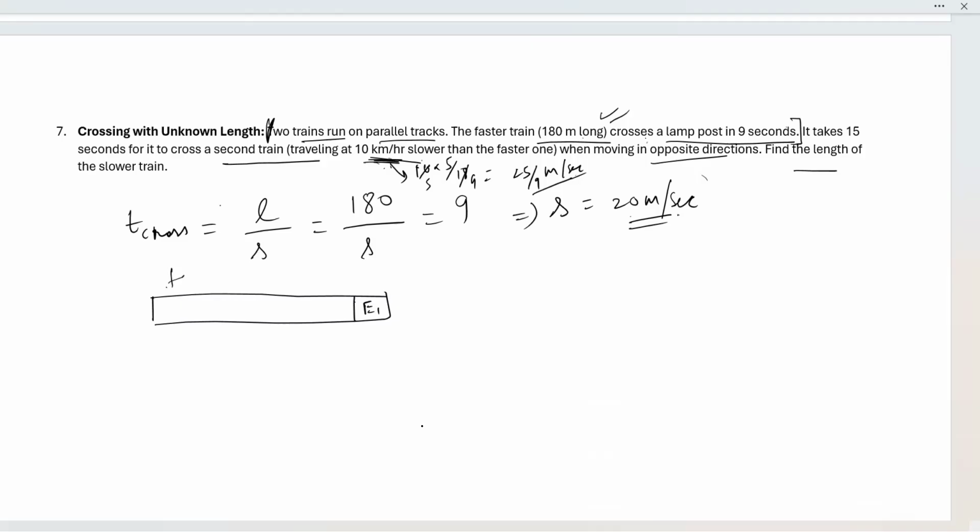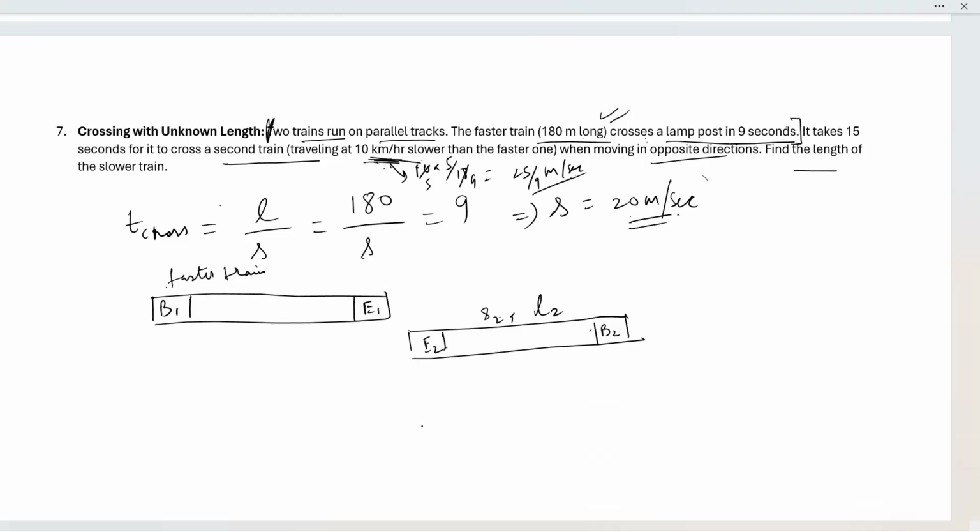Now let this be the faster train, and this be the slower train. We know the speed of the slow train, and we need to find its length. So let the length be L2, for example. The speed of this train, S2, we can find out.